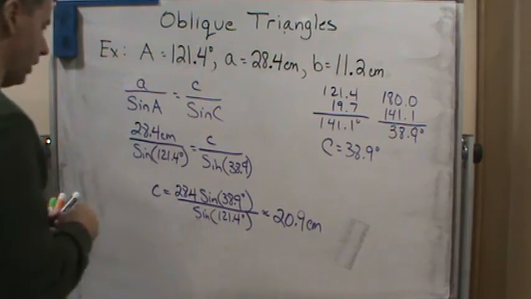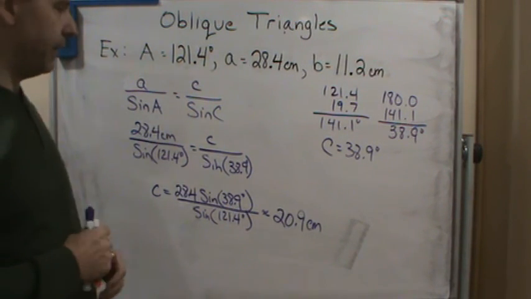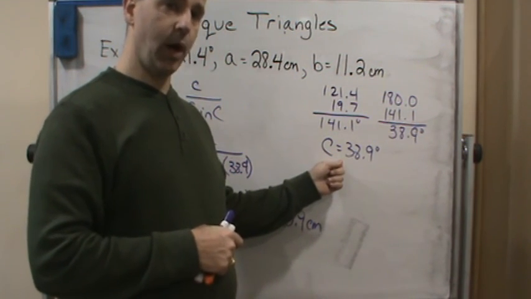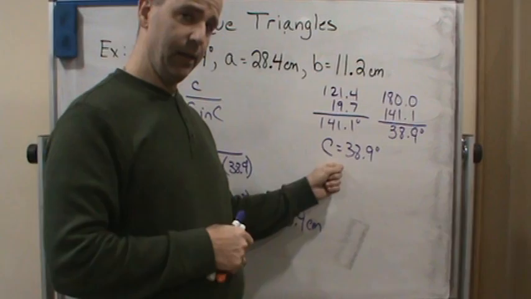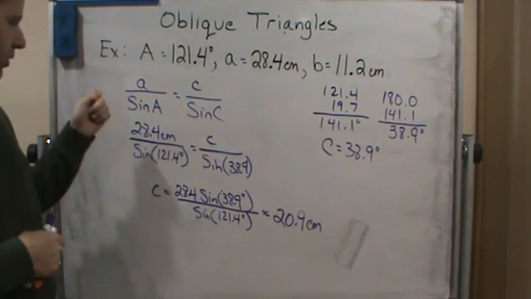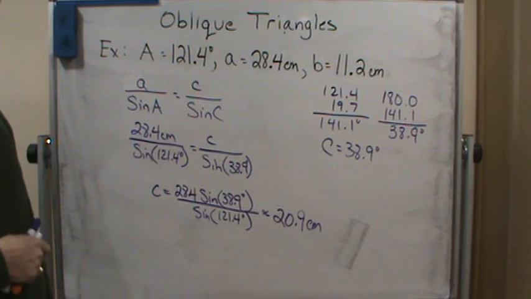So I found angle B, and then I used the fact that all three angles must sum up to 180 to find angle C. And then once I found angle C, I can use the law of sines again to find side C, and I've solved the triangle.